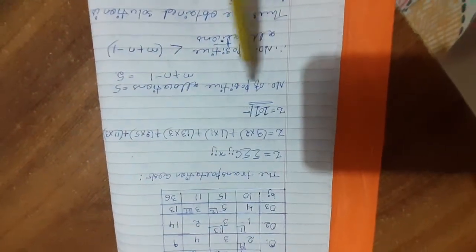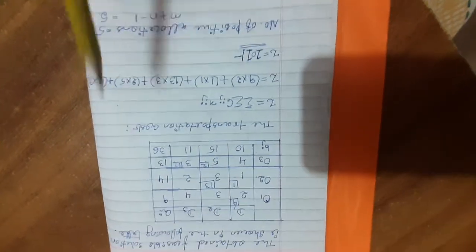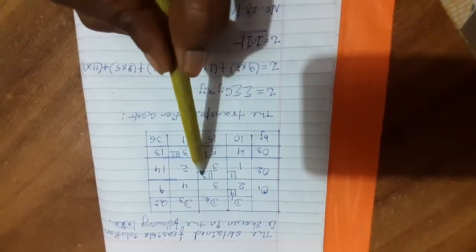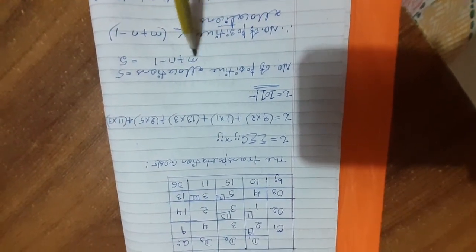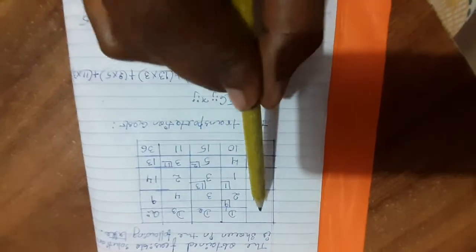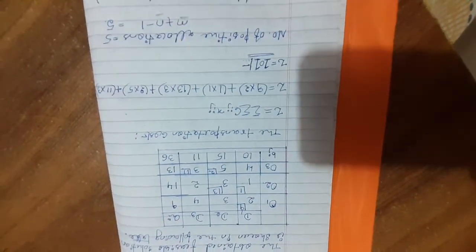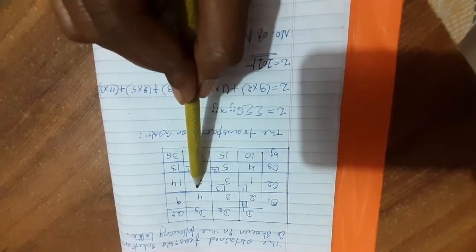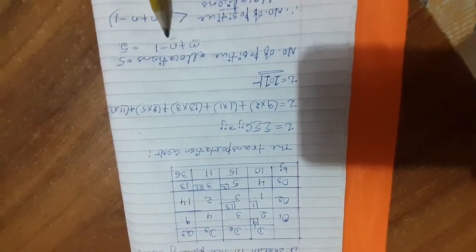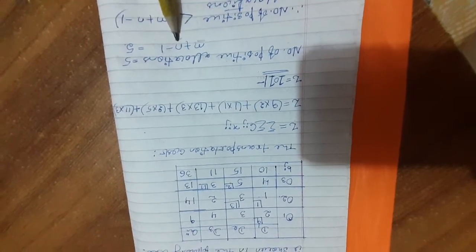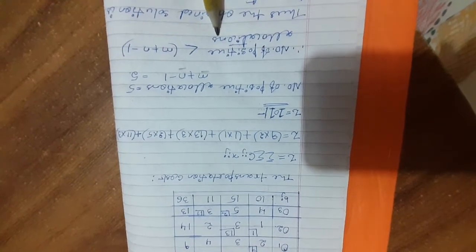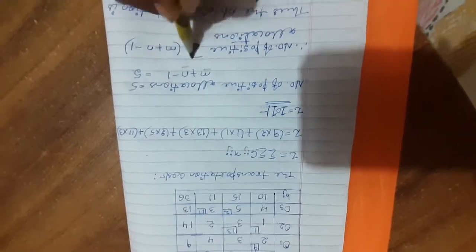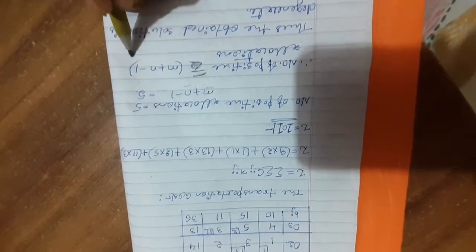Now the number of positive allocations equals 5, that is 1, 2, 3, 4 and 5. And m plus n minus 1 equals 5. Why is it 5? m is the number of rows, 1, 2, 3, and n is the number of columns, 1, 2, 3. So 3 plus 3 is 6, minus 1 is 5. So the number of positive allocations equals m plus n minus 1.